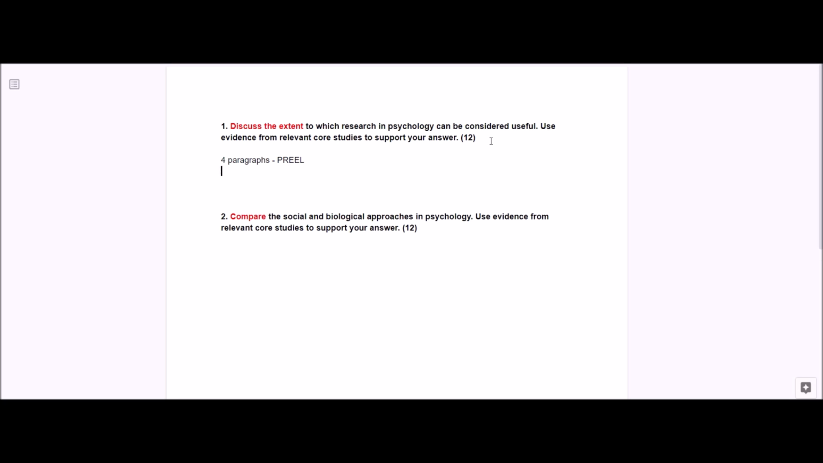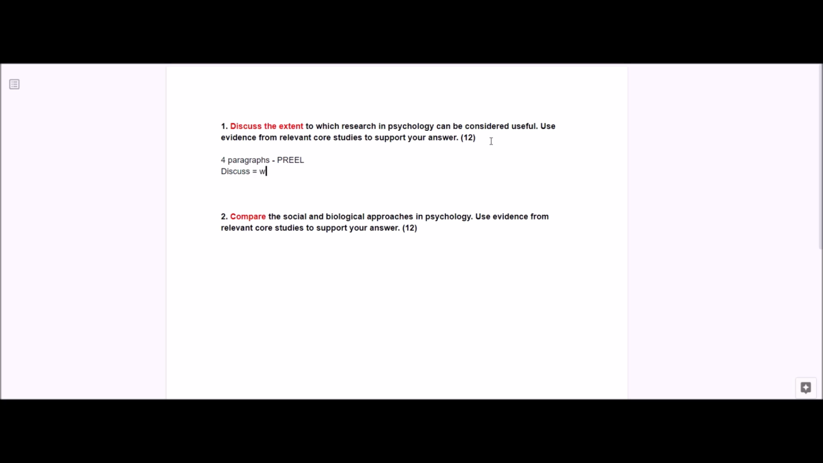So the fact that it is a discuss question and it is for 12 marks suggests that you need to use four paragraphs. Okay, and generally these are going to be real paragraphs: point, reason, evidence, explain, link. Okay, the fact it's discuss means a few things.